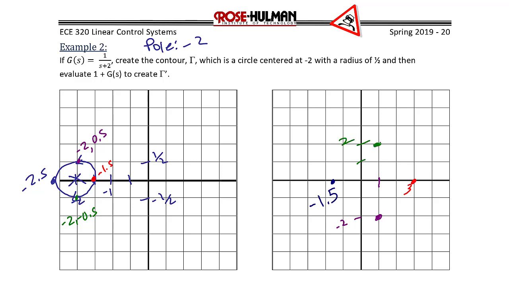So then for 1 plus g of s, the 4 points labeled on the circle become negative 1.5, negative 2, 3, and 2. They have been color-coded so that you can track them. So you see negative 2.5 on the s-plane became 1, negative 2 in the f of s-plane. So when we connect those dots, whereas we had a counterclockwise encirclement of the pole in the s-plane, in the f of s-plane, we have a clockwise encirclement of the origin.